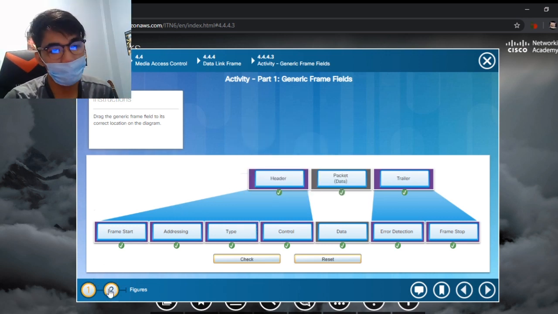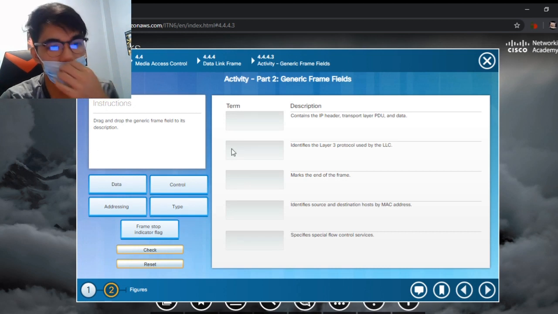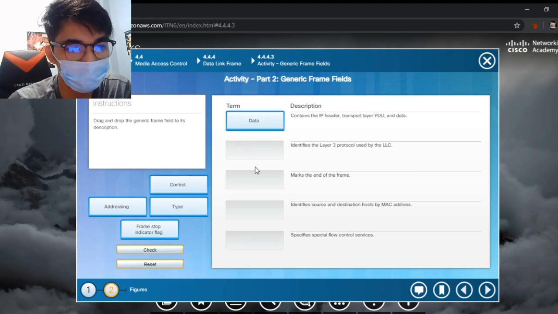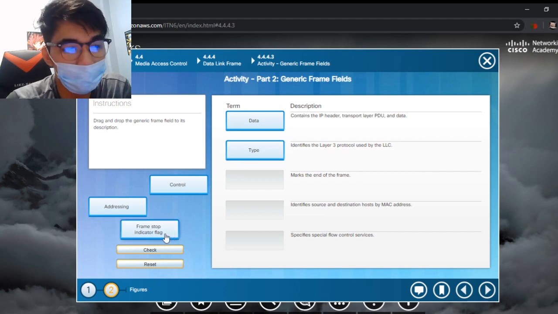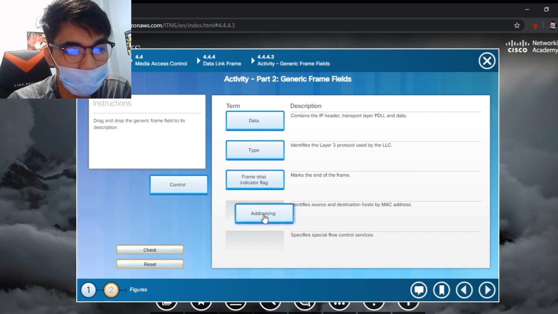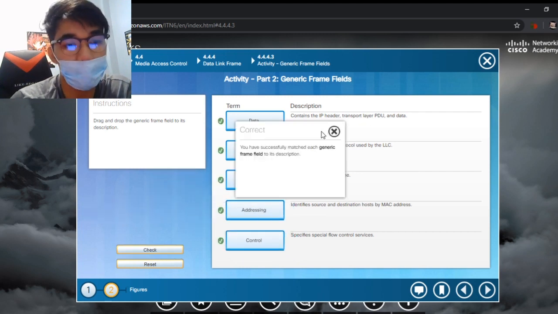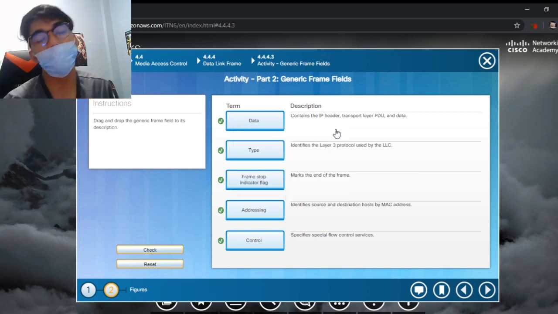Then the two contains the IP header and transport layer PDU, that would be data, and identifies the layer 3 protocol controlled by LLC, that would be type. Then marks the end of the frame, that is frame stop, then identifies source addressing, then specifies the flow control, that would be control. Then as you can see, it is so easy, guys.